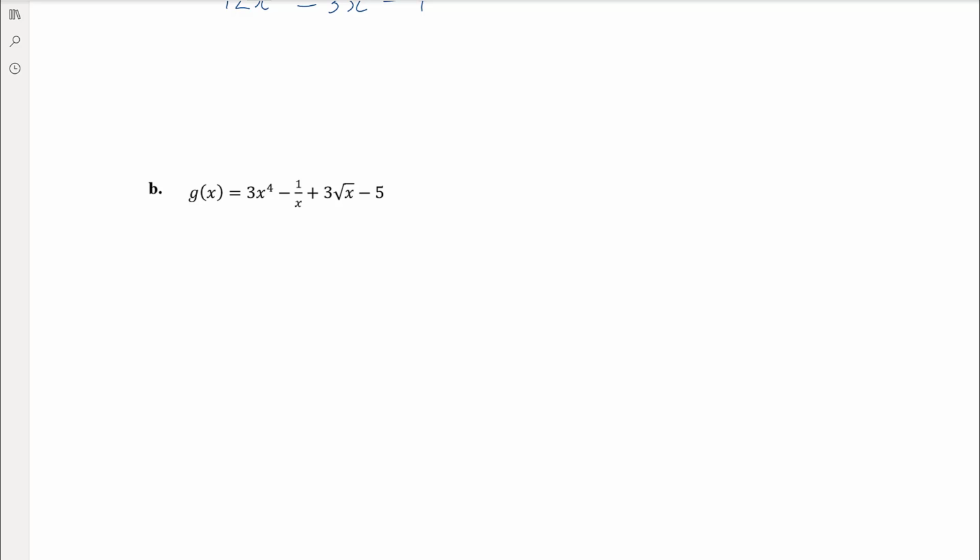So I'm not differentiating. This is still equal to g of x, okay? So I don't need to write g dash x. In fact, I can't write g dash x. I'm not differentiating yet. I'm just rewriting each of these terms. 3x to the 4 is fine. I'm going to think about 1 on x as being x to the negative 1. I'm going to think about 3 root x as being 3x to the power of a half. And then I've got my 5.